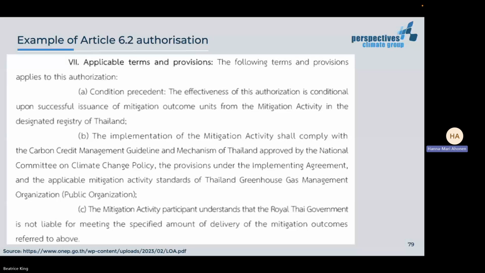It says this authorization is conditional to the successful issuance under the designated registry of Thailand, for example, and implementation in line with Thailand's requirements. So if you break those requirements, your authorization may be revoked according to this letter. And then moving on.